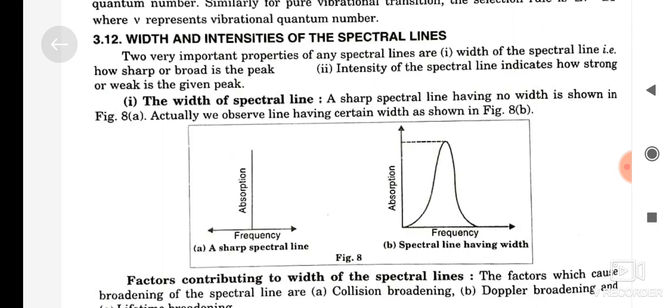Width and intensities of the spectral line. Two very important properties of any spectral line are: first, the width of the spectral line, how sharp or broad the peak is; second, the intensity of the spectral line, which indicates how strong or weak the given peak is. First, the width of the spectral line. A sharp spectral line having no width is shown in figure 8a. Actually, we observe a line having a certain width, as shown in figure 8b.